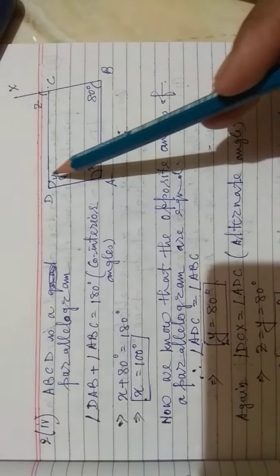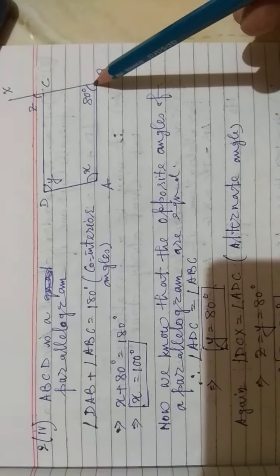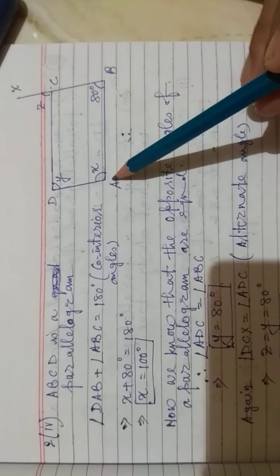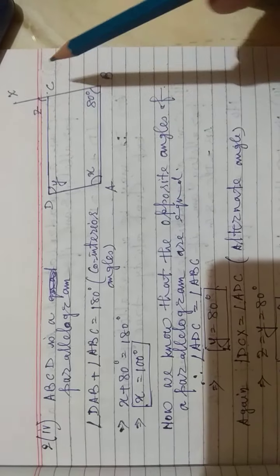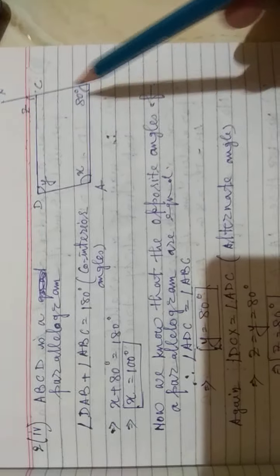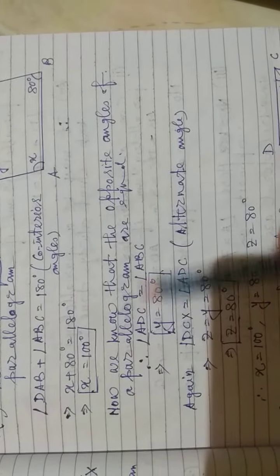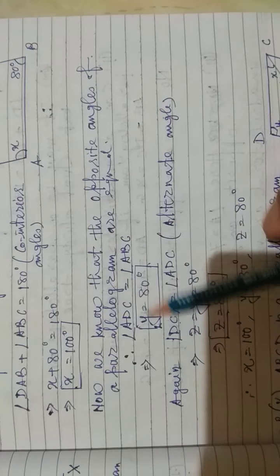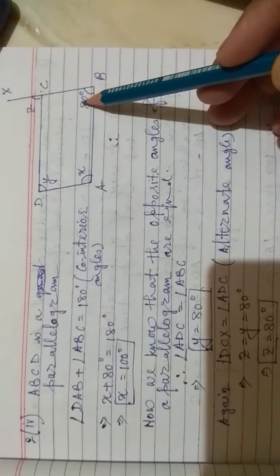Now these two angles are opposite angles of the parallelogram. So angle ADC equals angle CBA, which implies y equals 80 degrees. So these are the two opposite angles of the parallelogram, they are equal. So y equals 80 degrees from here.